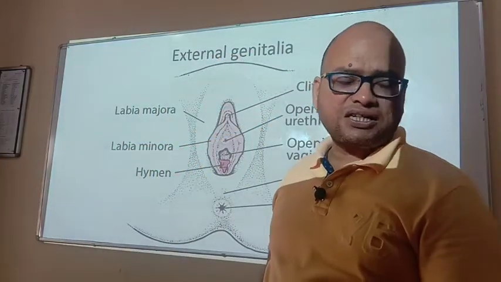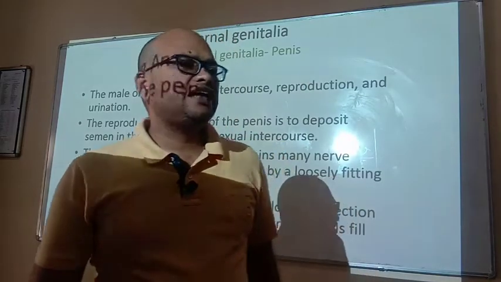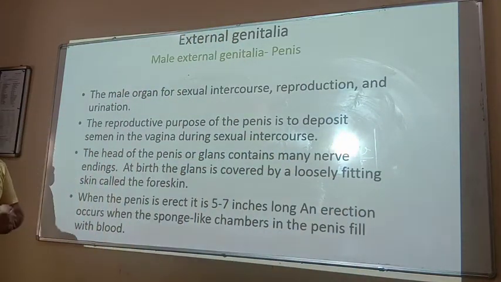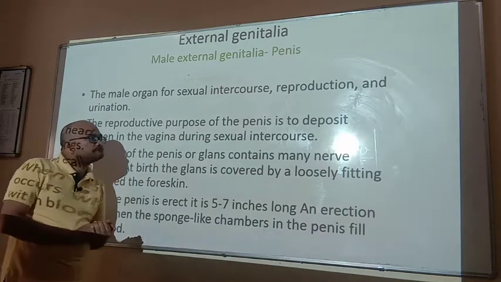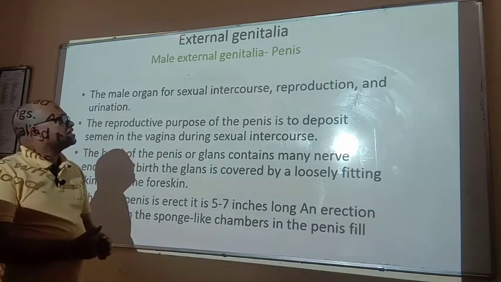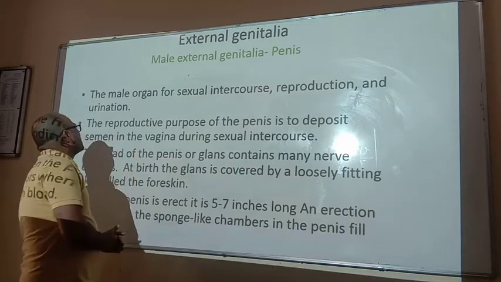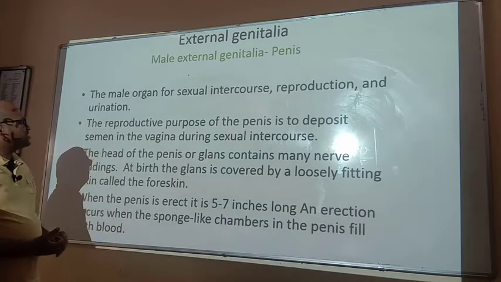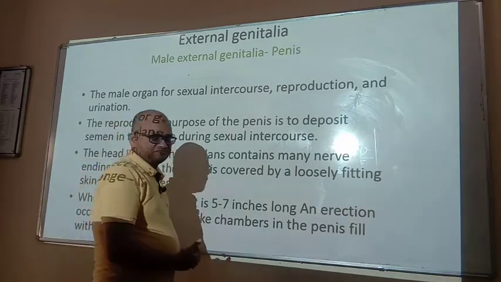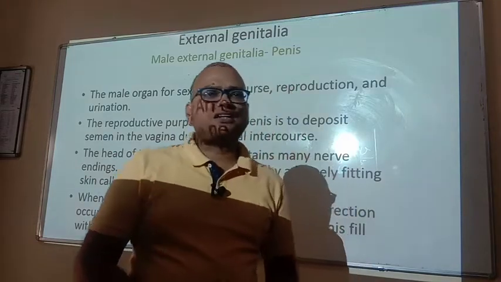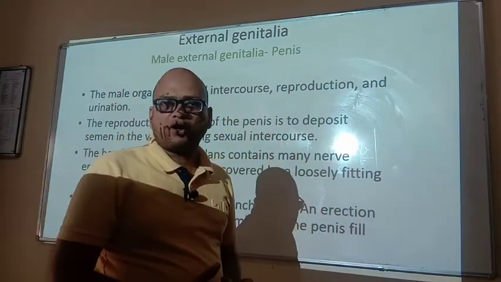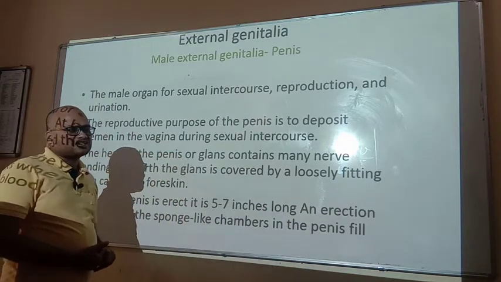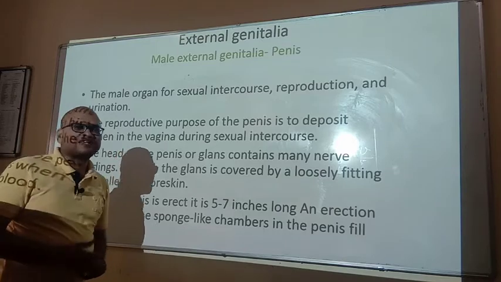Now we will start the male genitalia or male external genitalia. In the male, the external genitalia is called the penis, and this penis is meant for sexual intercourse, reproduction and urination. The penis is a muscular structure that does not contain any type of bone or skeleton. It is a muscular structure that contains a number of very small sinuses.